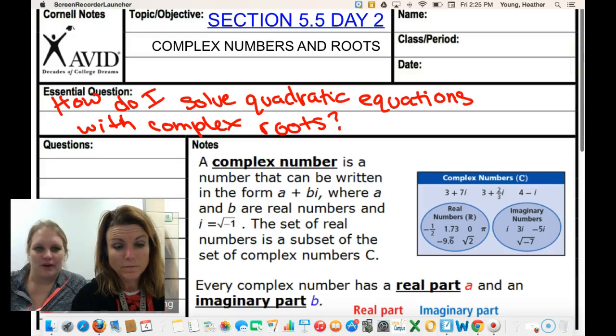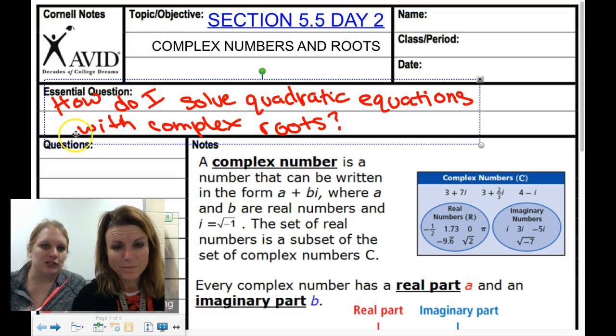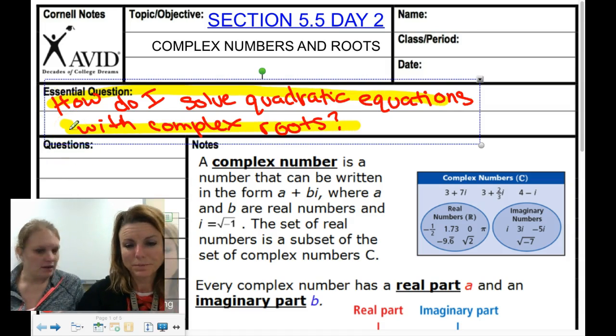Welcome back. Our essential question today is how do I solve quadratic equations with complex roots? As you can see, this is day 2, so we're going to go back over something that we already talked about. So Miss Young, go ahead.